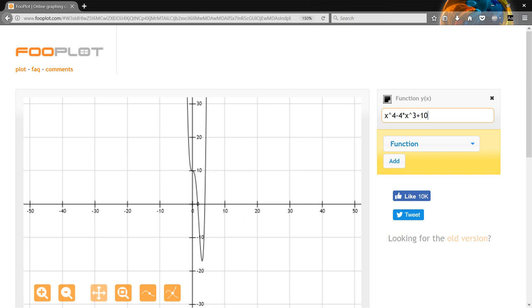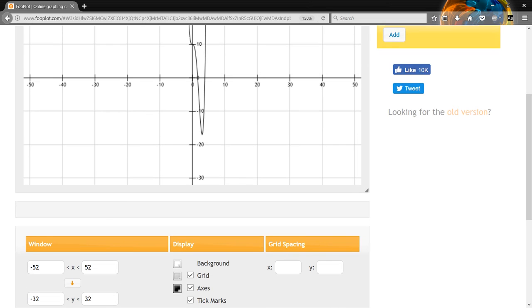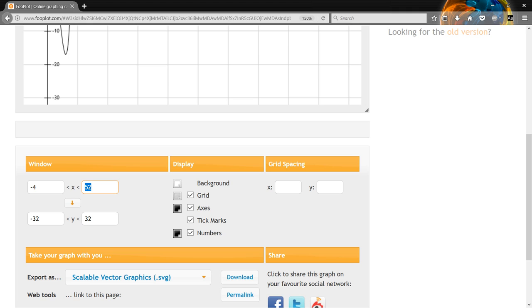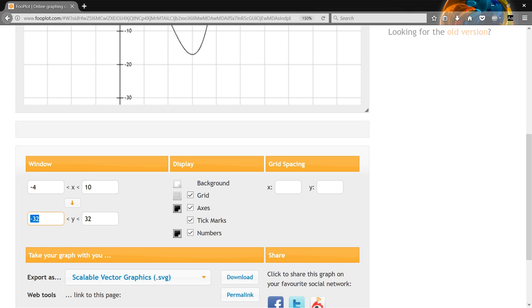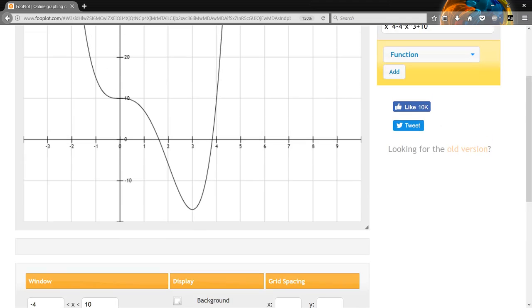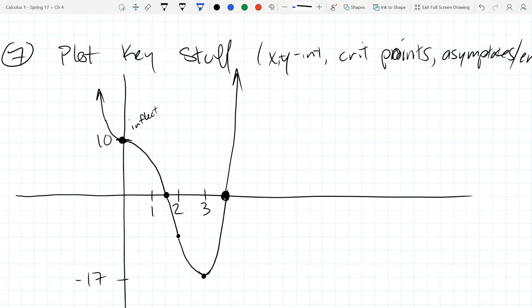So the scale is going to be very different. Same basic shape, I stretch my x-axis out quite a bit more. So if I make a custom window, I think we go -4 to 10, and our y is -20 to 20. That might be more accurate to the scale that we used. So there's the foo plot graph, and here's our graph.